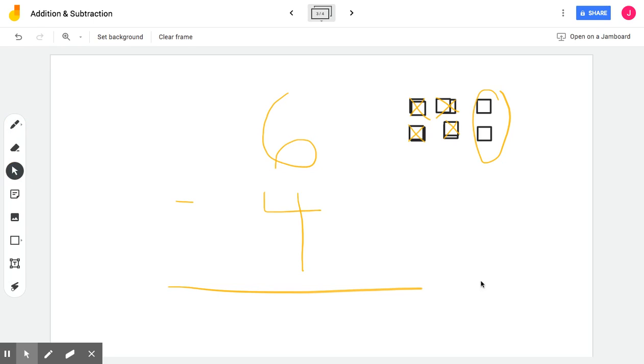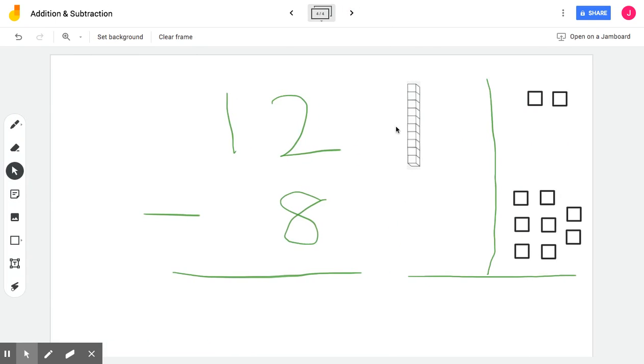So you see how I did that? I matched the 4 blocks with the 6 to see that we have 2 left over. 1, 2. That one was pretty easy. So let's go on to the next one. It's going to be a little bit harder.